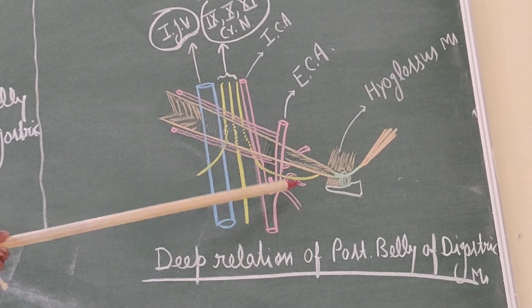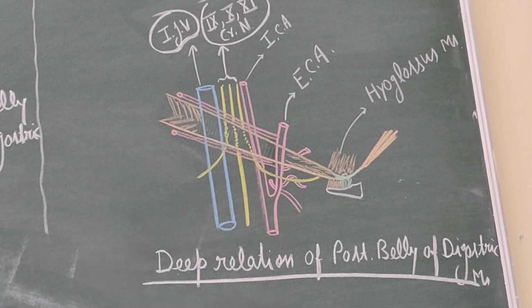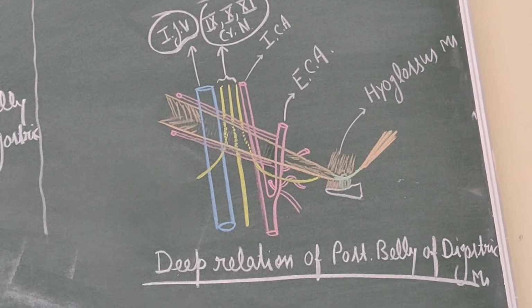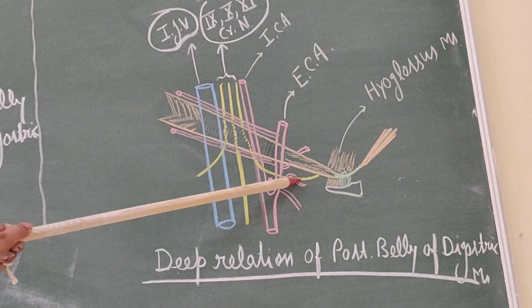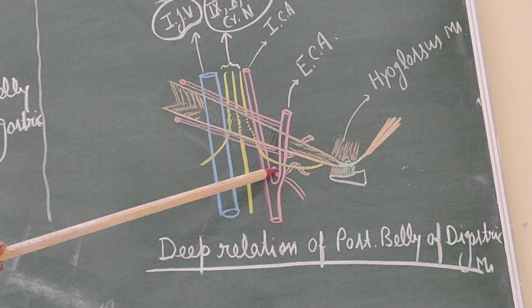A few branches of the external carotid artery are situated deep to this posterior belly of the digastric. That is the lingual artery, facial artery, and ascending pharyngeal artery.